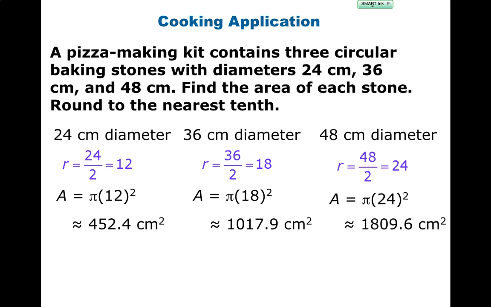Now I want to show you something that we will be studying in a later section, but since we've got this, notice the 24 centimeter and the 48, that diameter doubled. Did the area double, the first one to the last one? Notice it didn't. How many times bigger did it get? You can divide it backwards. You can divide this 1800 something by 452. It got 4 times bigger by doubling the radius.